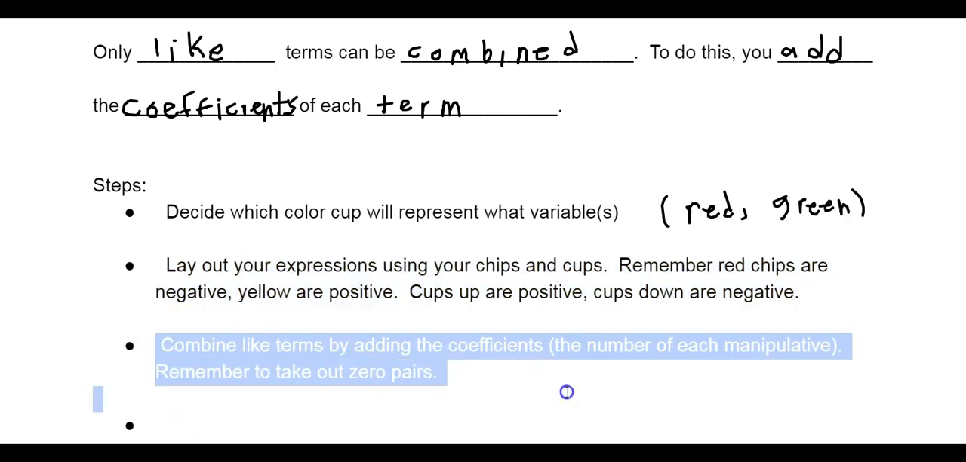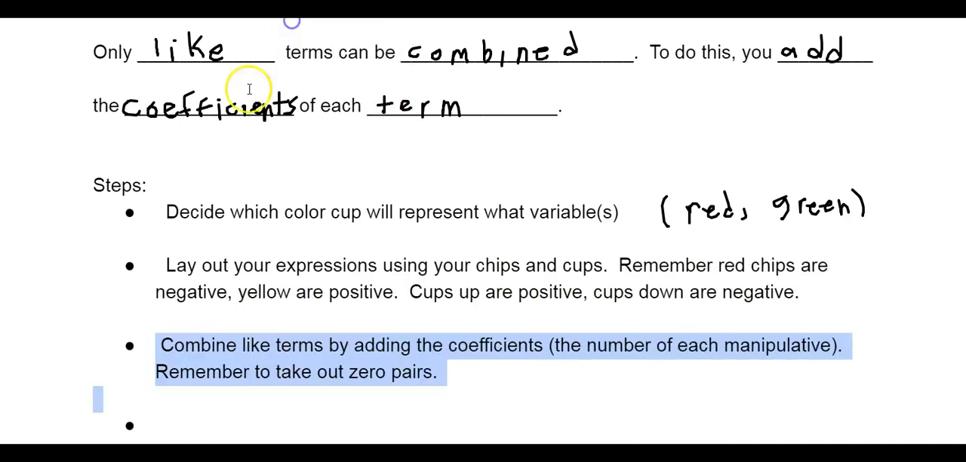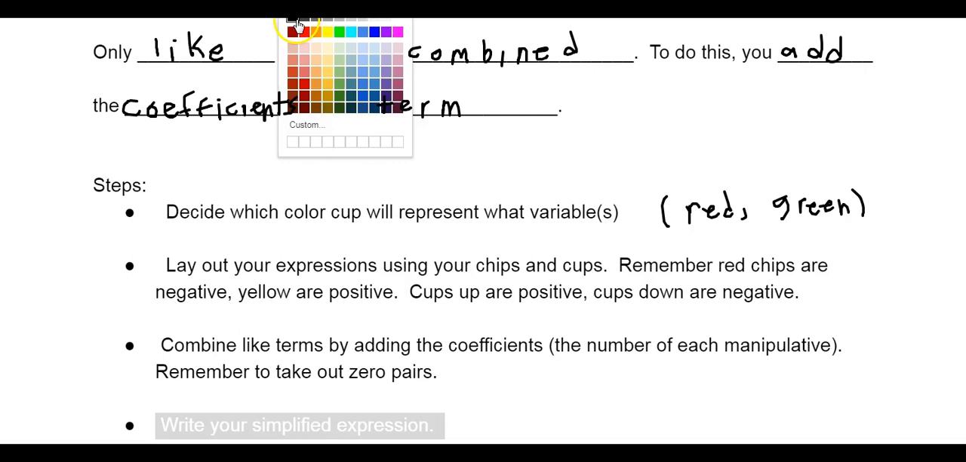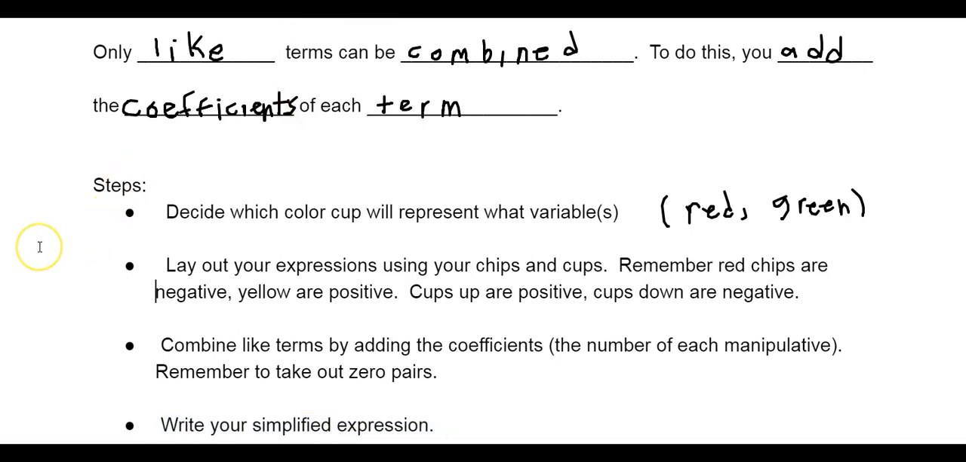Next, we're going to combine the like terms by adding the coefficients, okay, the number of each manipulative. Remember, we're going to take out all zero pairs. So if we've got one red chip, one yellow chip, we're going to take that out. That's a zero pair. If I've got one red cup up and one red cup down, I can take those out because those are zero pairs. If I've got a green cup up and a green cup down, I can take those out. That's a zero pair. And finally, we're going to write our simplified expression. Okay, after we've gone ahead and taken out all our zero pairs, we're going to write our simplified expression.